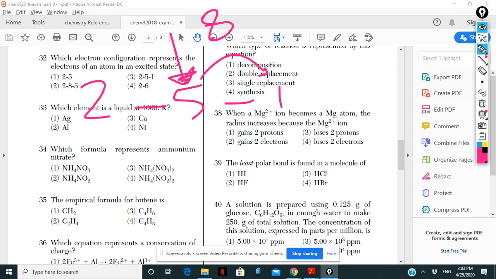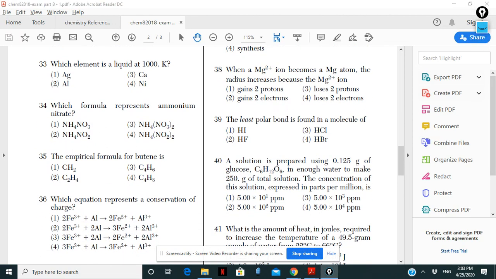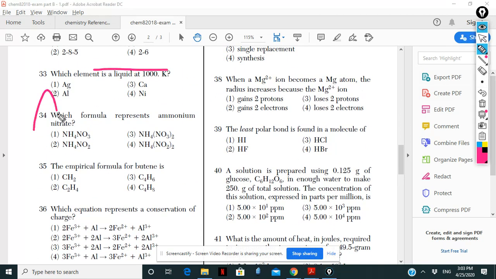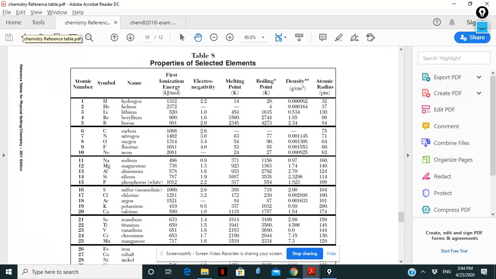Question number 33. Which element is liquid at 1000 Kelvin? Here we're talking about the melting point, because it's liquid. So I'm looking at the reference sheet for the melting points of silver, aluminum, calcium, and nickel. That's going to be on Table S.